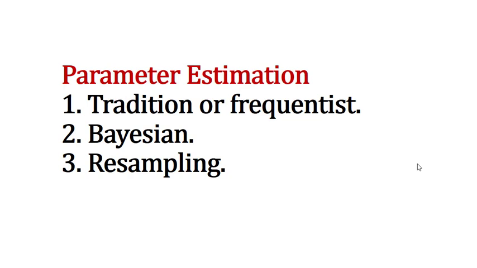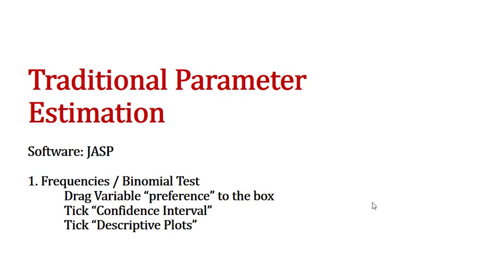Okay, so now let's start with the 7 approaches. First, the parameter estimation approaches. We start with the traditional or frequentist approach, then the Bayesian, and then resampling. For the traditional parameter estimation, I'm going to use JASP as well.